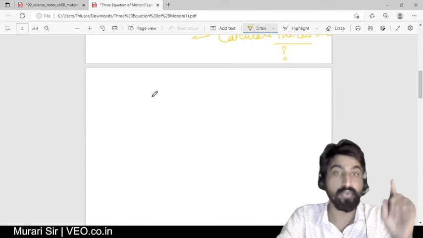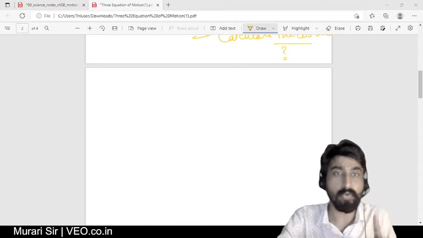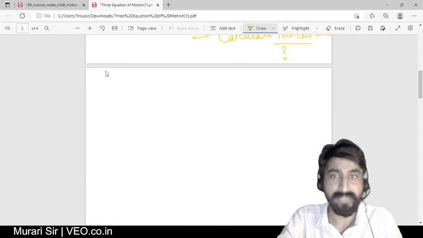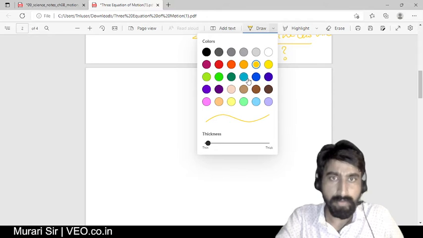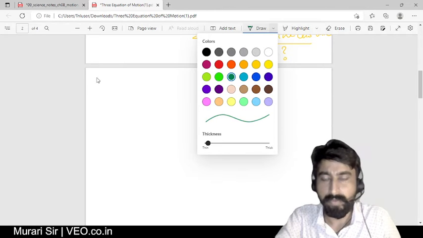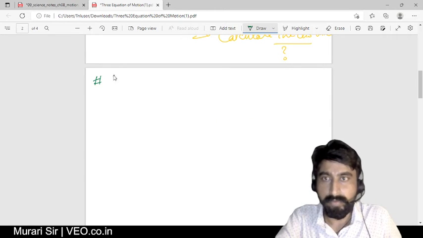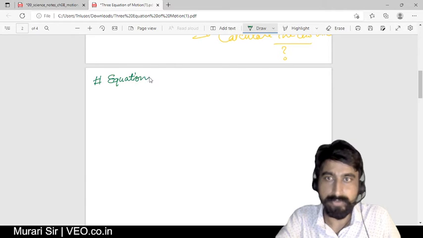Okay. You have to draw it again. Once you practice it at home, you have to draw the graph again. Let's draw it again for the second equation, the second equation of motion.